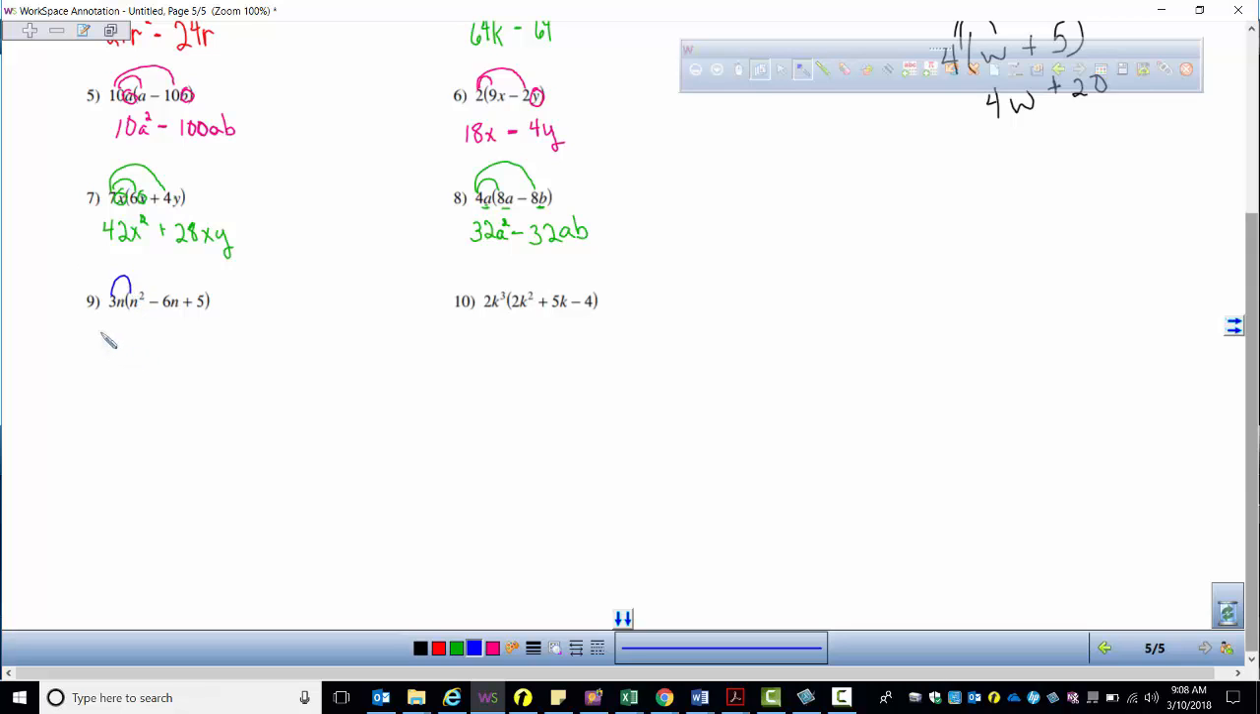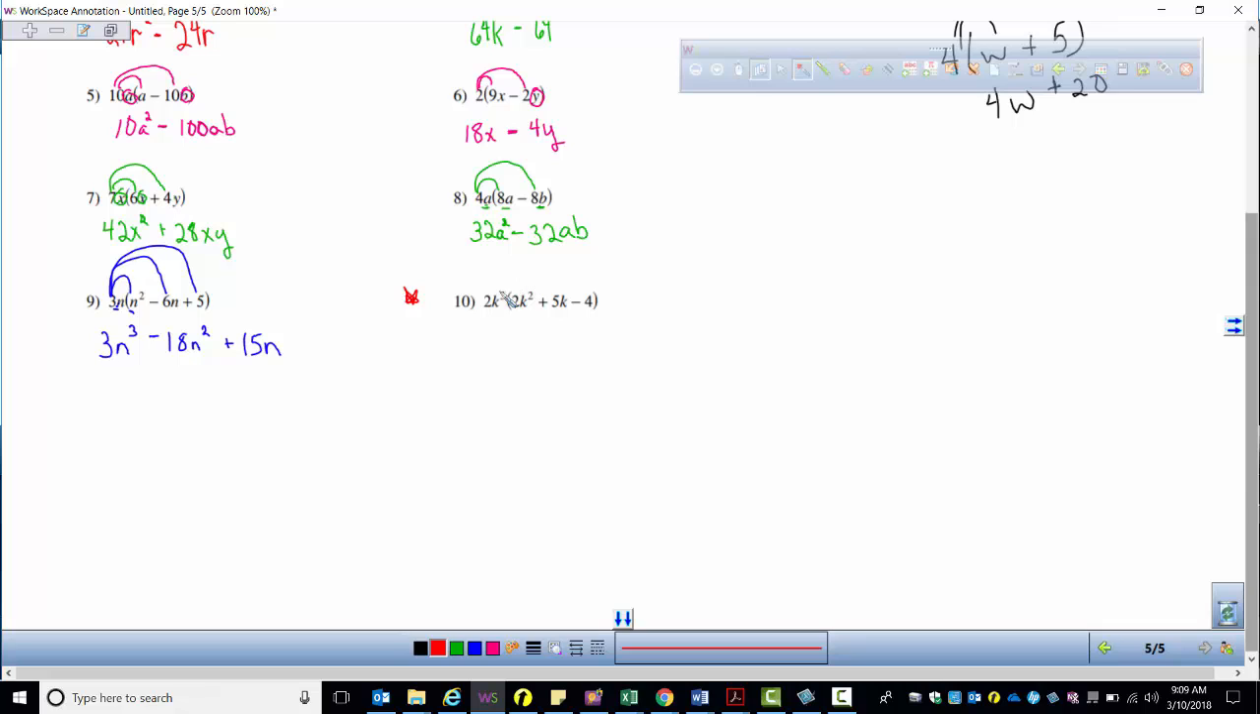3 times 1 is 3. Then you have n and n squared. So that's going to give you n to the third because you have 1 here and 2 here. So 1 plus 2 is 3. Minus. Now we take 3 times 6 is 18. N and n. So you have 2. So n squared. And now 3 times 5 is 15. You have n and none, so you have one of them.